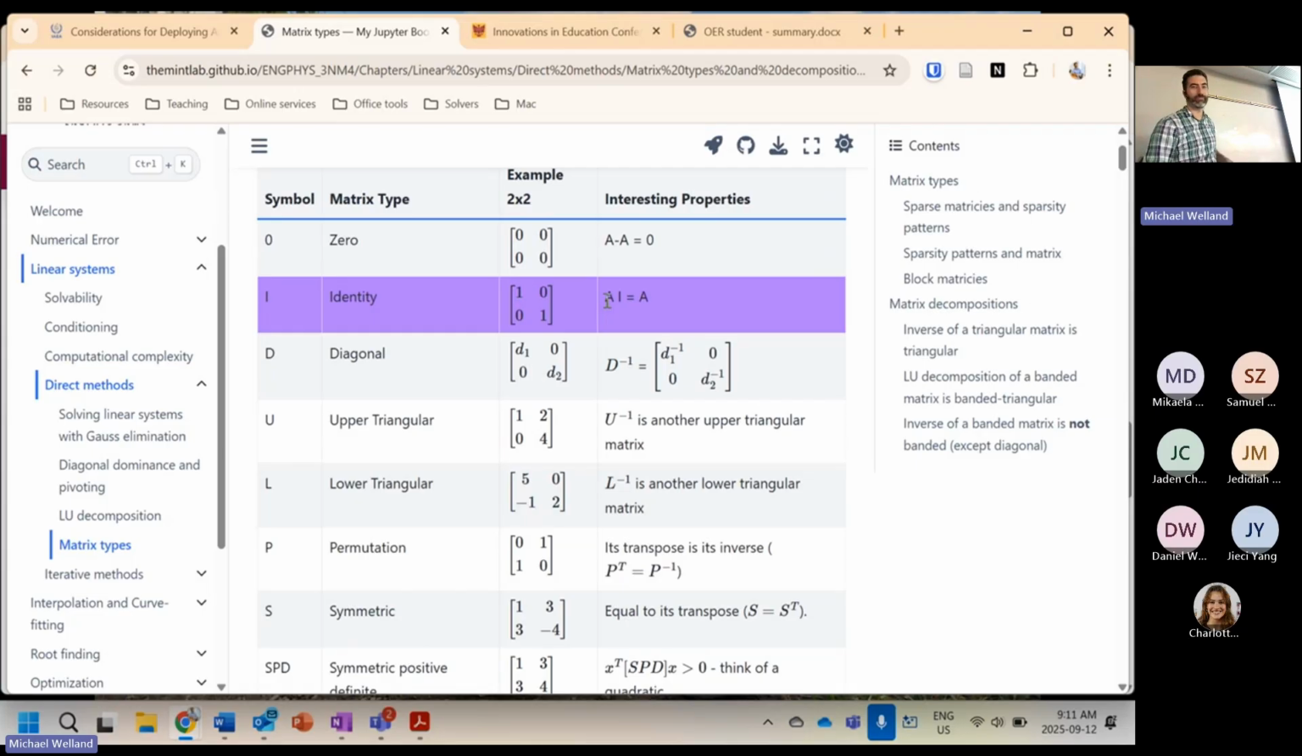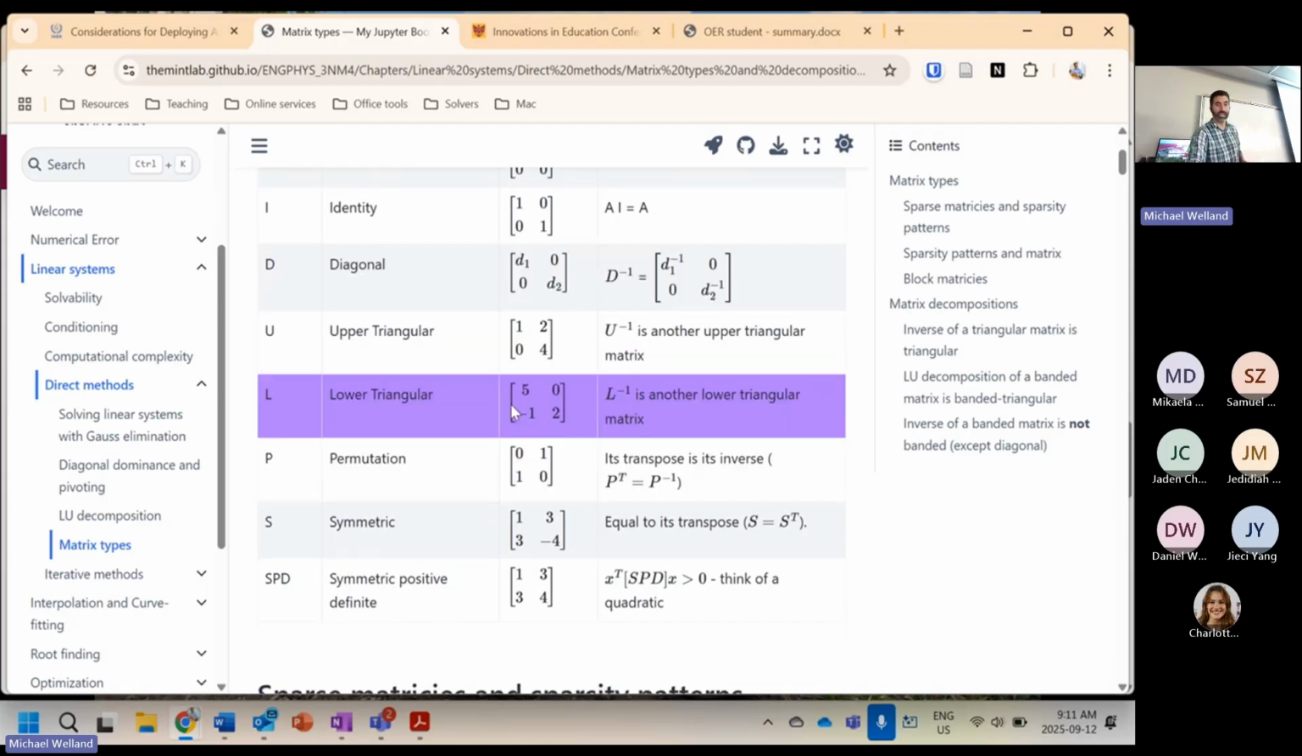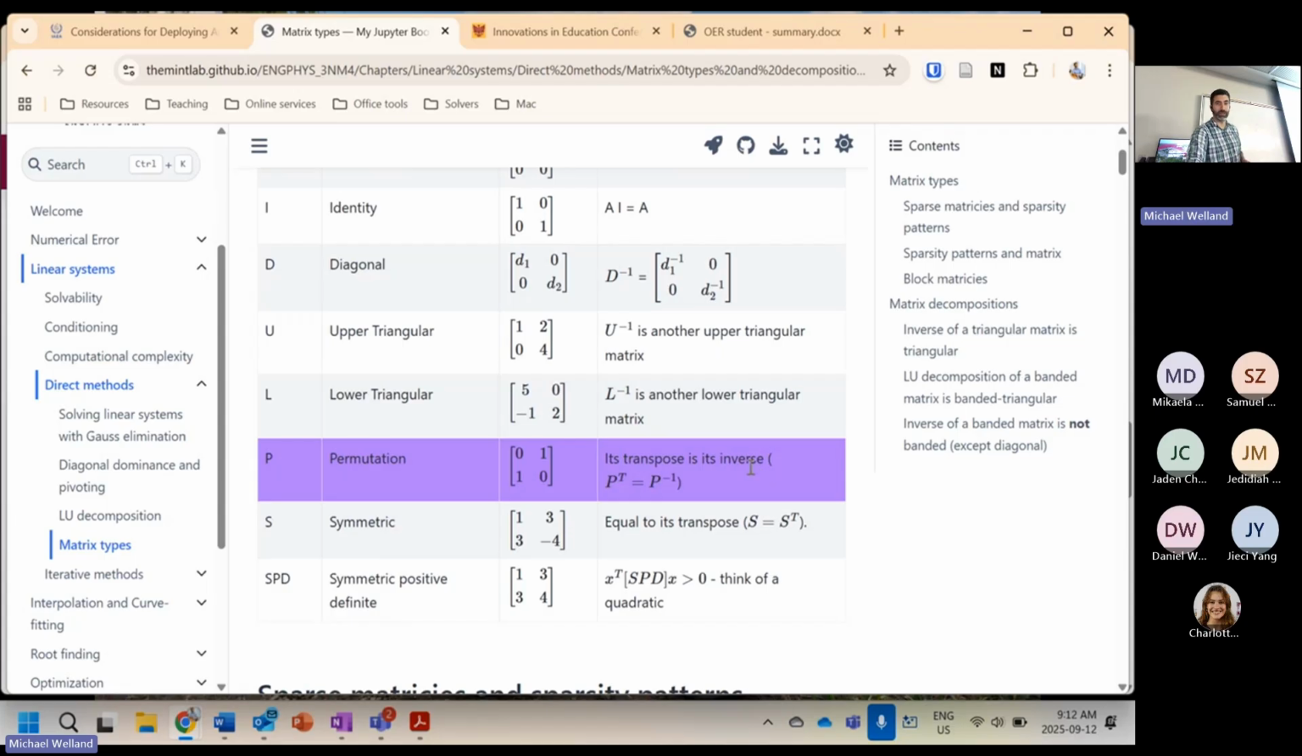You just carry that right over. Okay, we've got diagonals there. Interesting property there is that the inverse of a diagonal matrix is actually just the inverse of the diagonal elements. That's another nice thing that we're going to talk about with diagonal scaling. Upper triangular recovered, lower triangular recovered.